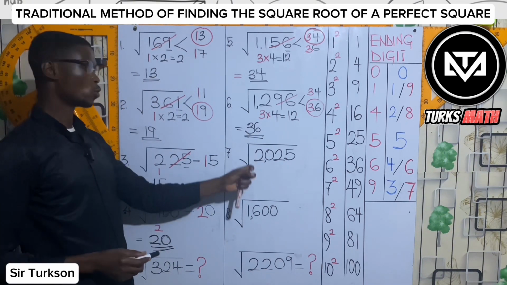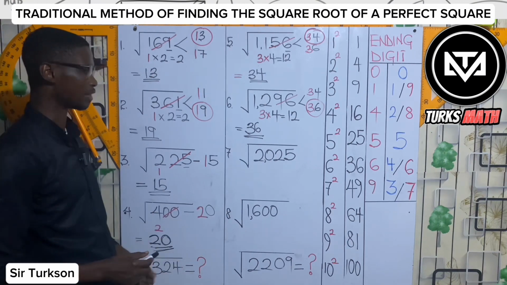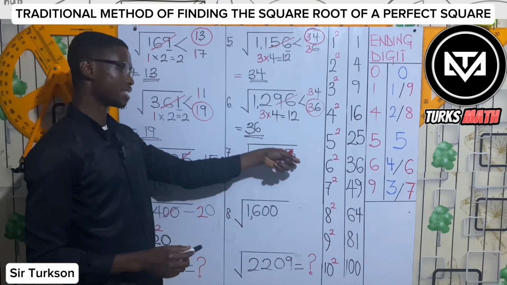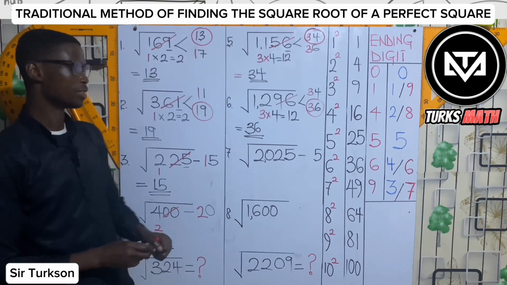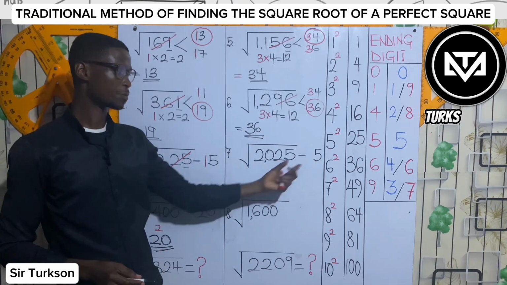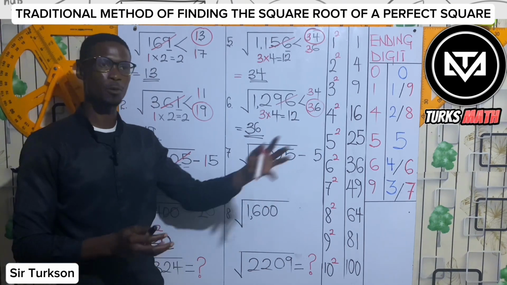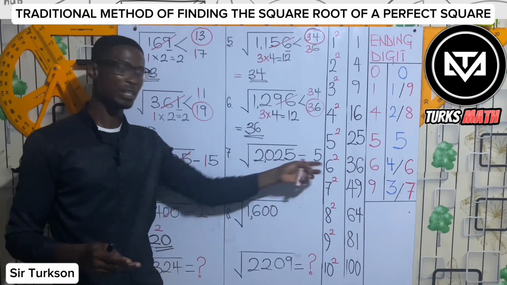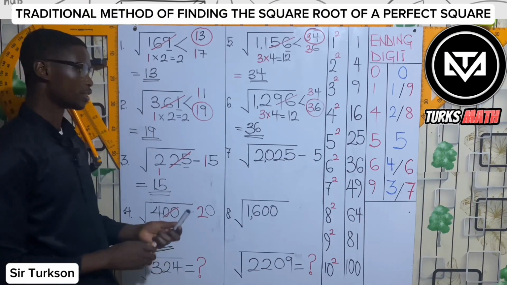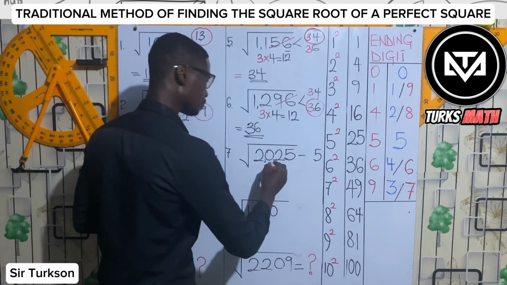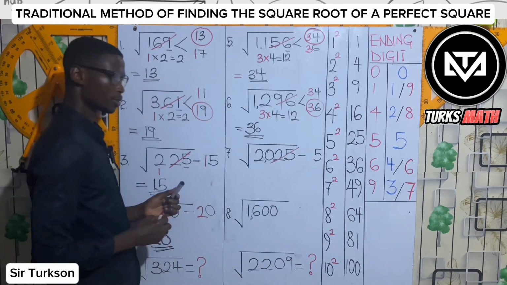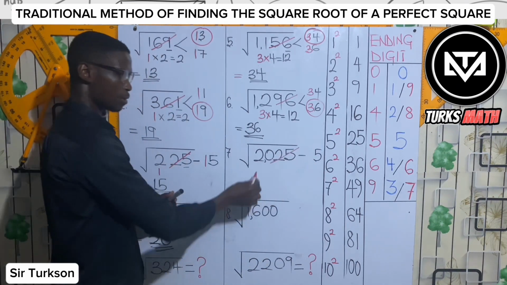Let's look at the square root of 2025. What's the last digit? Our last digit here is 5. Here, you just put down your 5, because here it's not competing with 2 digits. It's only 5. All right. Then what's the next thing? You rule out the 2 digits. So 25 is gone. So you are left with what?